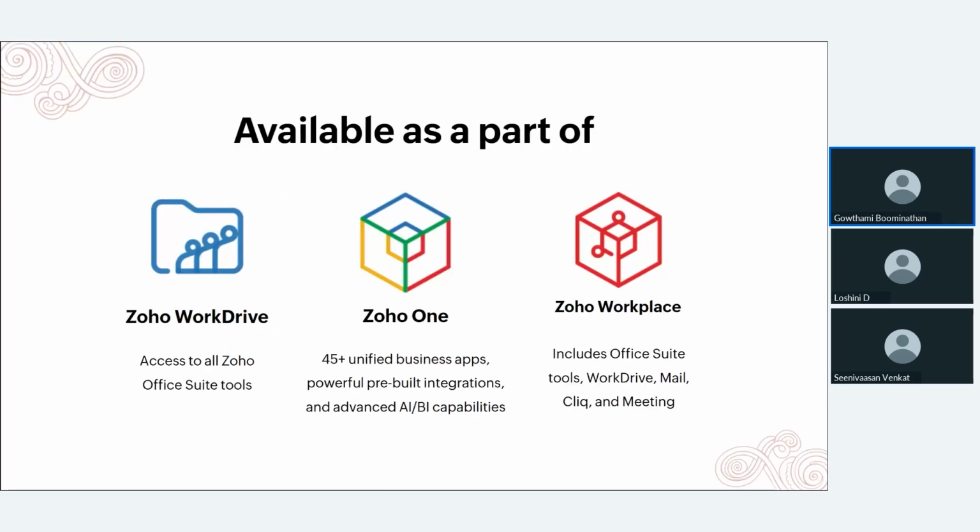WorkDrive is an online storage and content collaboration platform with Zoho's Office Suite tools, Writer, Sheet, and Show. Zoho One is a unified suite of 45 plus business apps that are used to manage every part of your business. Workplace is a team productivity suite that has Mail, WorkDrive, Cliq, and Meeting, and it's more of a communication tool.